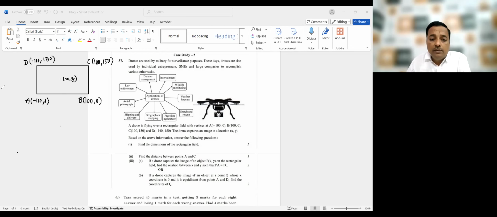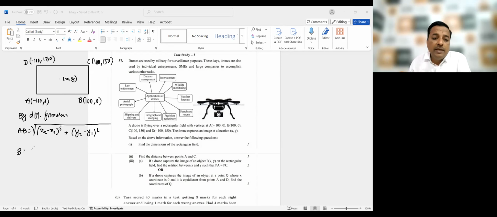Dimensions of a rectangular field means what? Dimensions means we have to find length and breadth. So first we have to find AB. How to find AB? By the distance formula, AB is equal to the square root of (x2 minus x1) whole square plus (y2 minus y1) whole square. Did you understand?